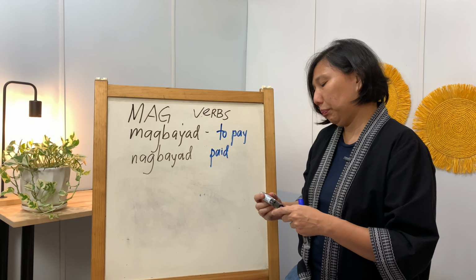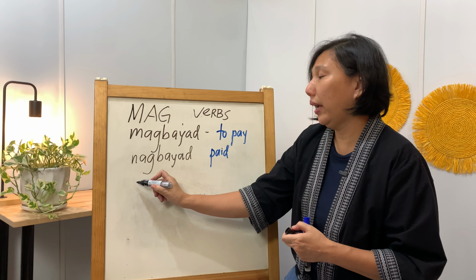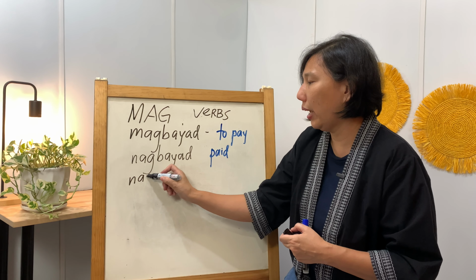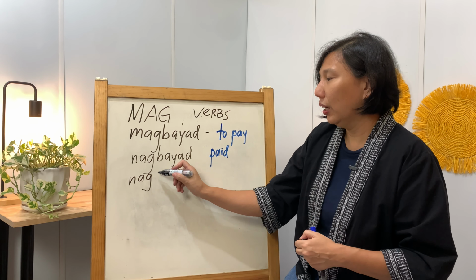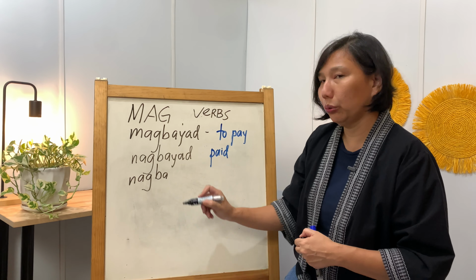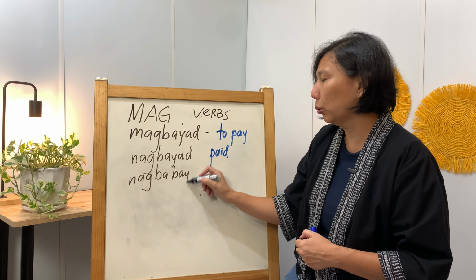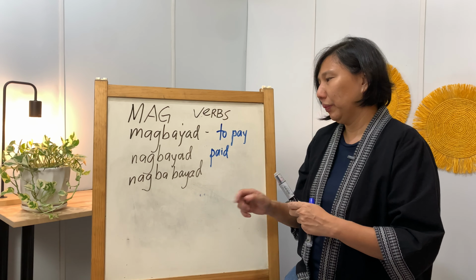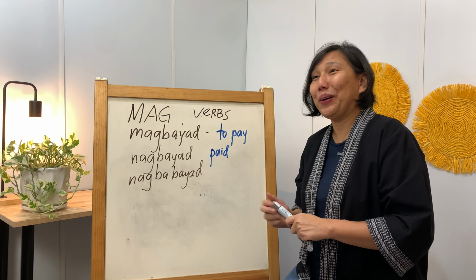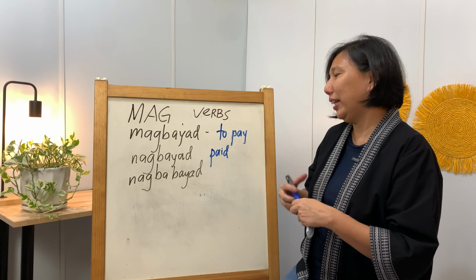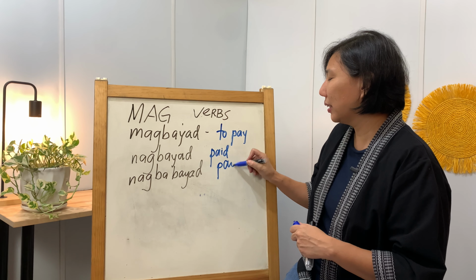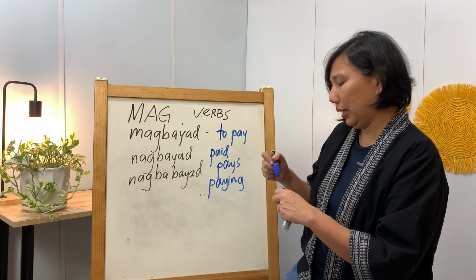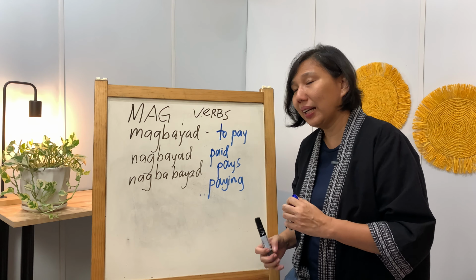Nagbabayad is pays or paying now. So you retain your prefix nag, you change the M to N, then you repeat the first syllable of the root and attach the whole root. So you say nagbabayad. There's a space, but that's the whole word. Nagbabayad, this one is your pays or paying.